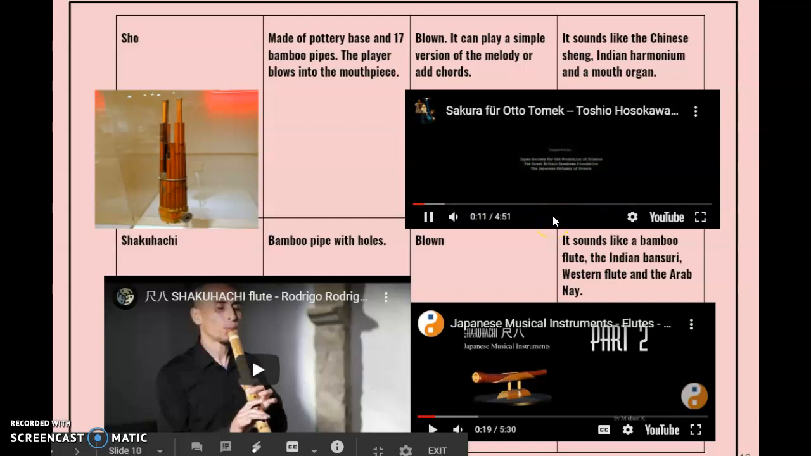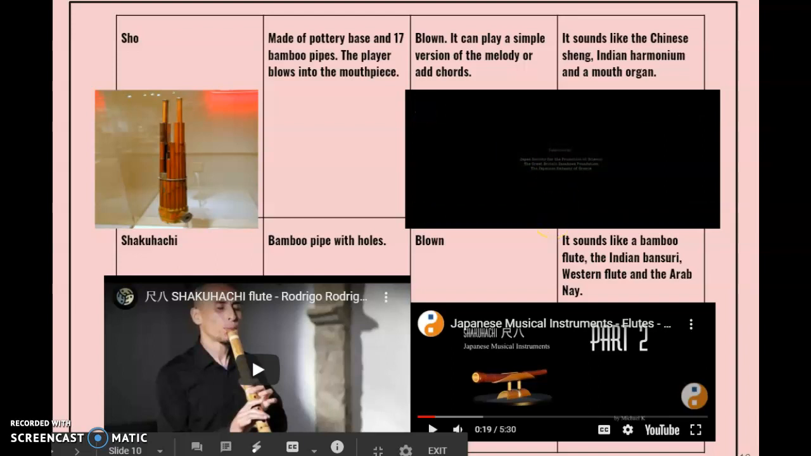I think you will find this quite interesting and it's really very easy to hear the sound of the sho. You can hear it's a sustained sound.